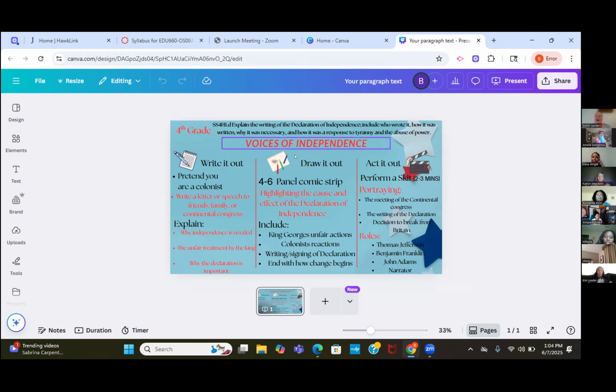Or they could draw it out and make a 4 to 6 panel comic strip that highlights the cause and effect of the Declaration of Independence. And in that, they need to include King George's unfair actions, the colonists' reactions, the writing and signing of the Declaration, and end with how change begins after.